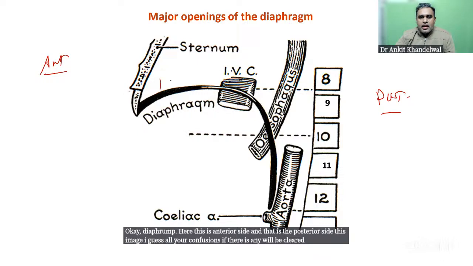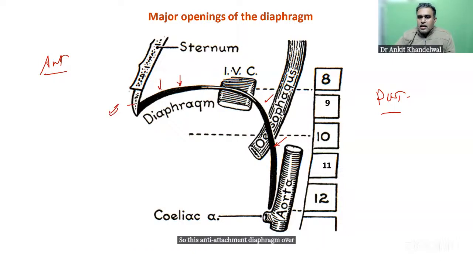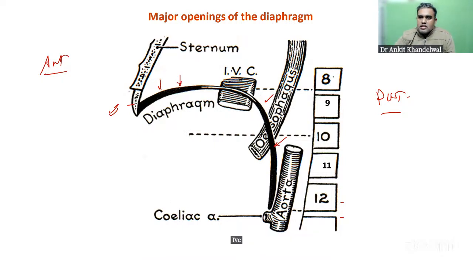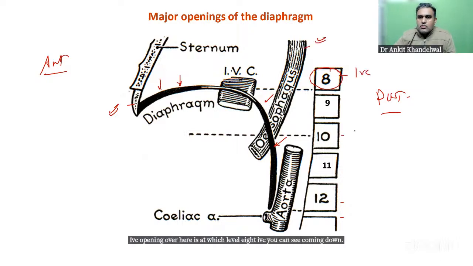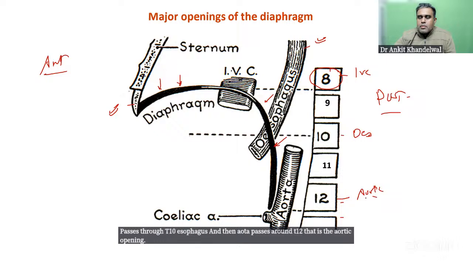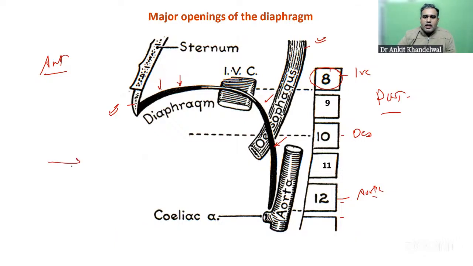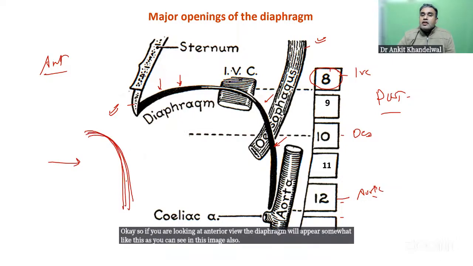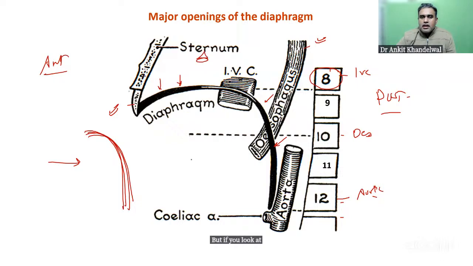This dark colored line with the arrows is representing the diaphragm. So this is the anterior attachment of the diaphragm, the xiphoid process, and behind it is going below T12 into L1, L2, L3. The IVC opening over here is at which level? T8, IVC. The esophagus you can see coming down, passes through T10. And then the aorta passes around T12, that is the aortic opening. So if you are looking at an anterior view, the diaphragm will appear somewhat like this, as you can see in this image also, anteriorly. But if you look from a superior aspect or an inferior aspect, it looks like a partition.